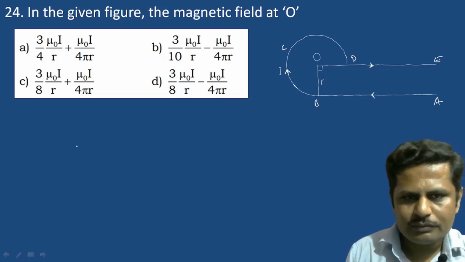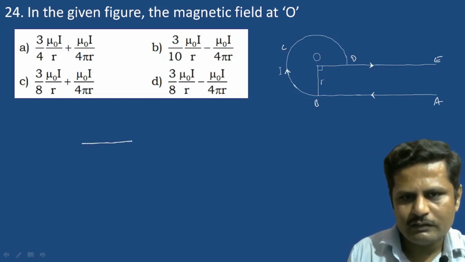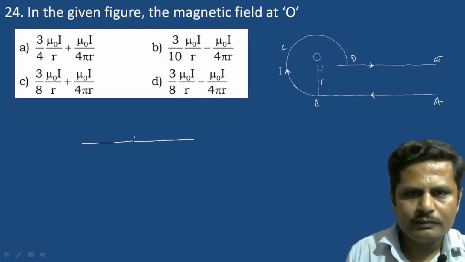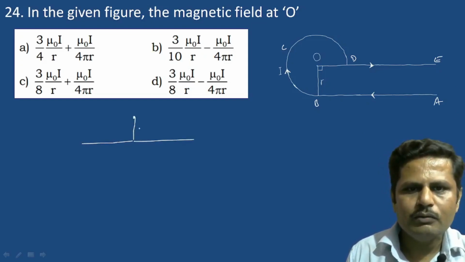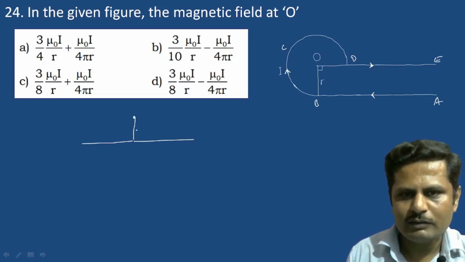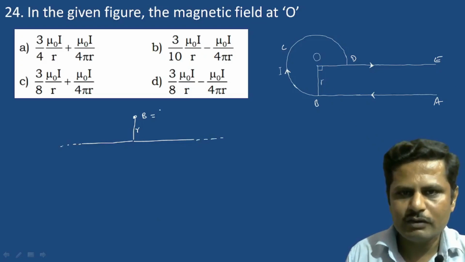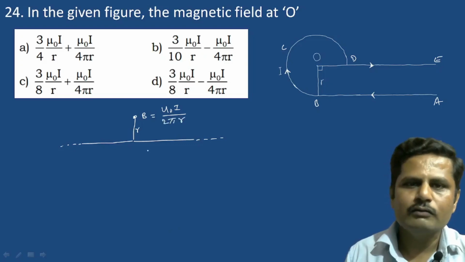Now let me consider the AB segment. We know the magnetic field due to an infinitely long straight wire, at a distance R. We have an expression for the magnetic field at a distance R from an infinitely long straight conductor, that is given by mu naught I divided by 2 pi R. This is what we have.